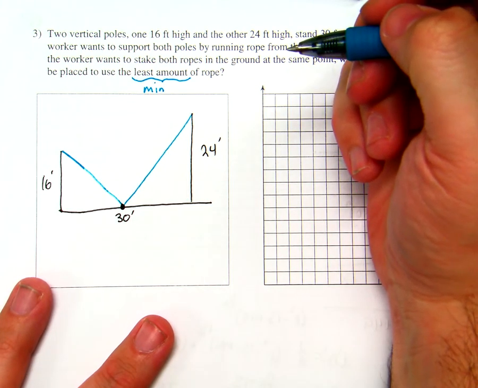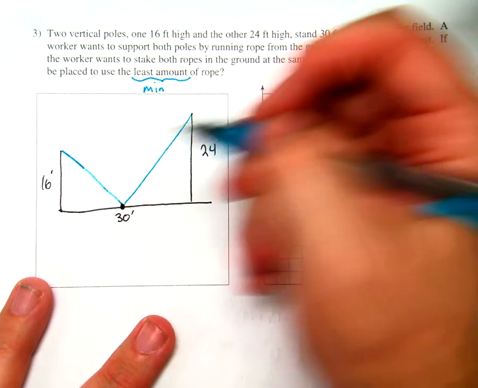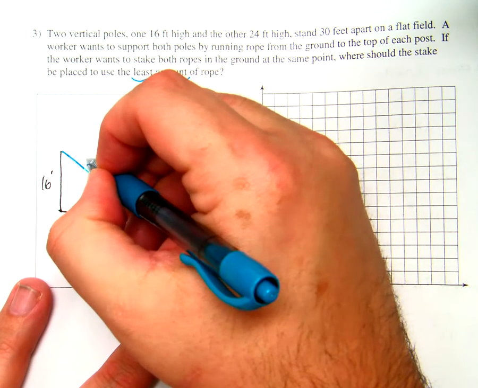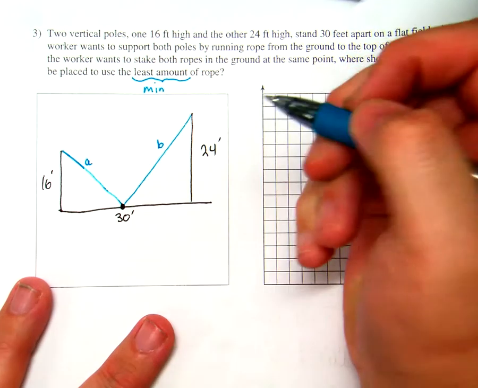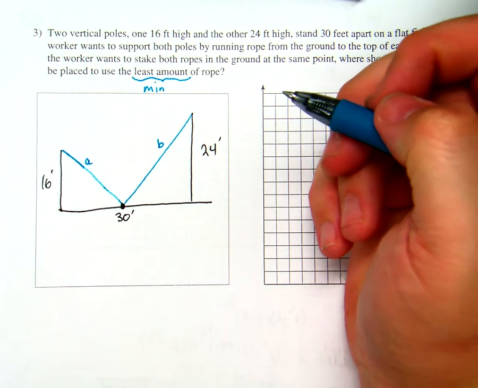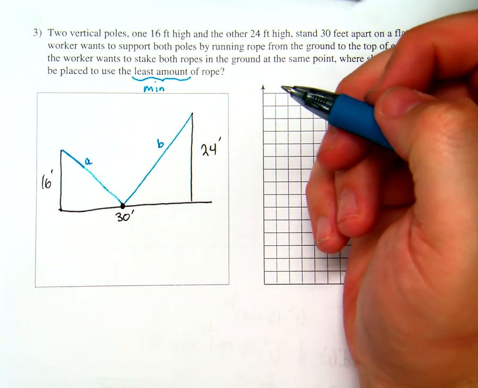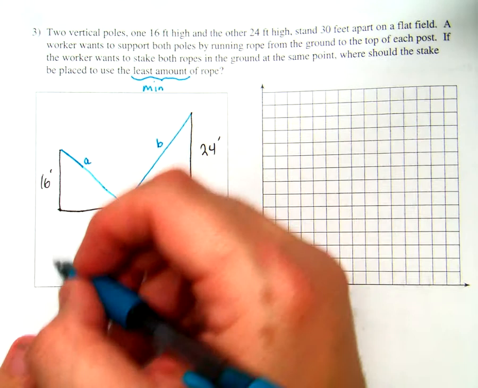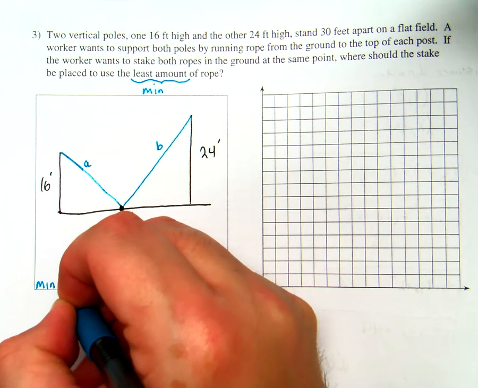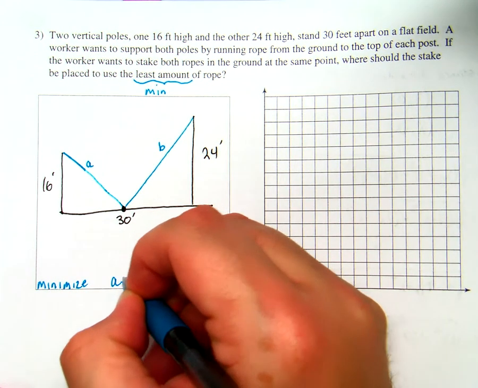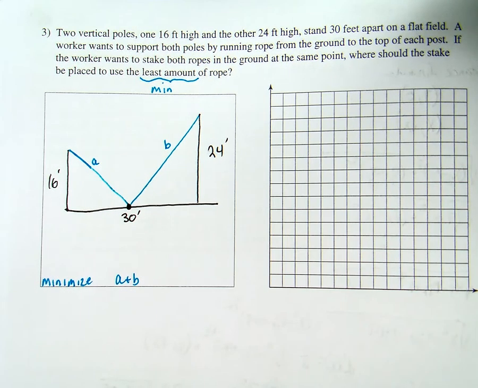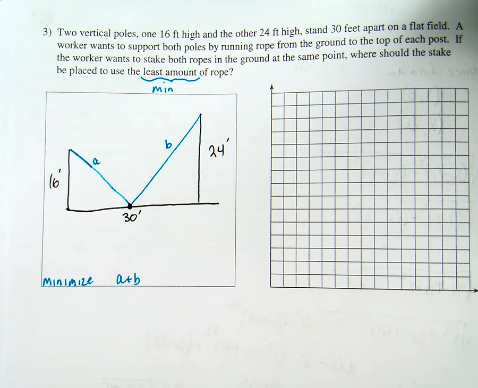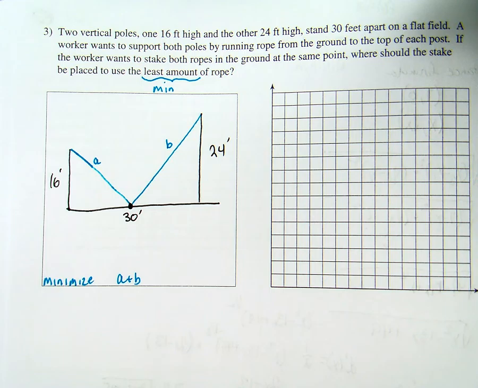So, I'm going to call this A, and I'm going to call this B, because I don't know what those are. So I want to minimize what? I want to minimize A plus B. Now, that's just a framework for what we're doing here, because we want to get it into one variable.